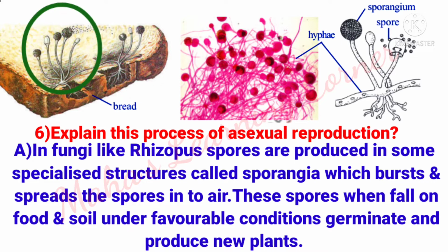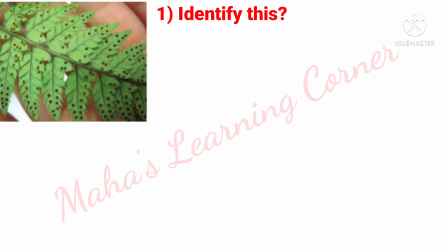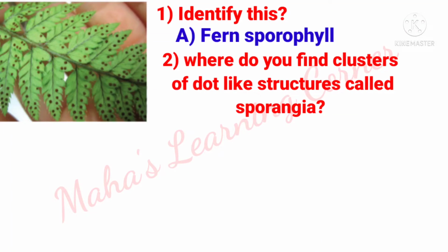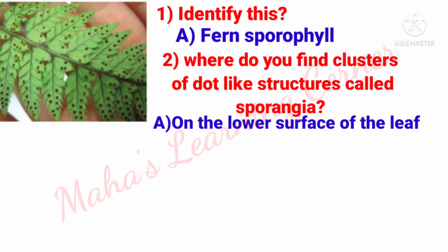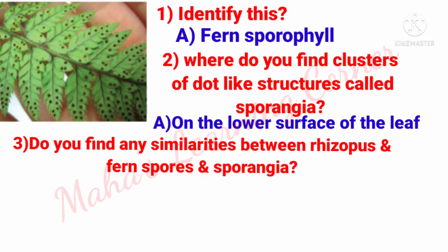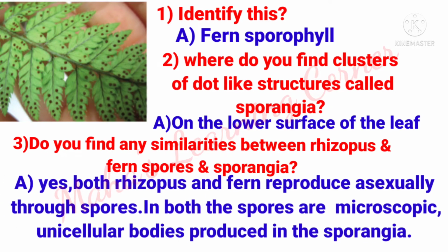Next figure. First question. Identify this. Correct answer, fern sporophyll. Where do you find clusters of dot-like structures called sporangia? Correct answer, on the lower surface of the leaf. Next, do you find any similarities between rhizopus and fern spores and sporangia? Correct answer, yes. Both rhizopus and fern reproduce asexually through spores. In both, the spores are microscopic unicellular bodies produced in the sporangia.